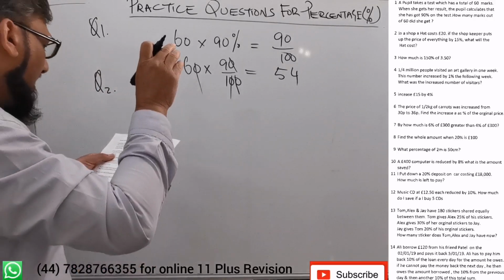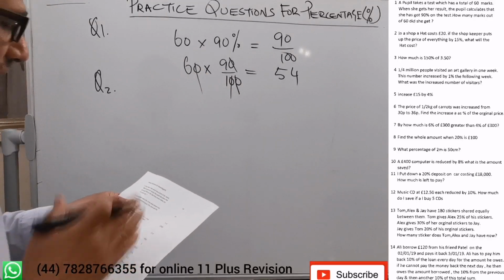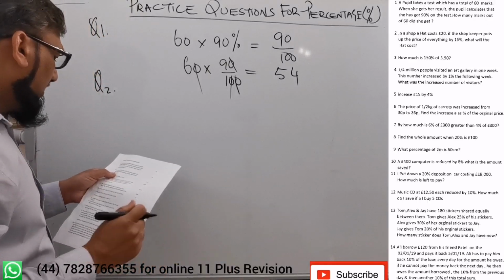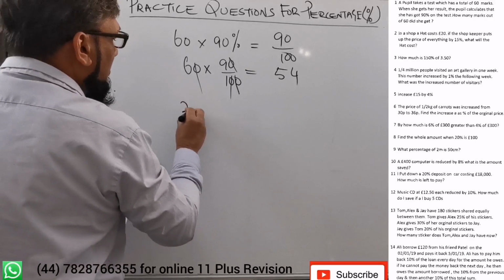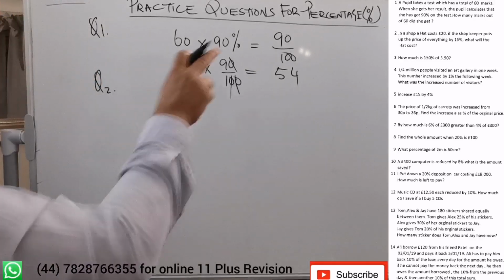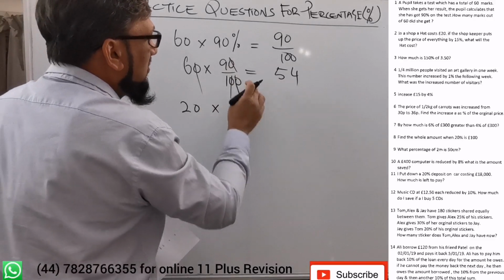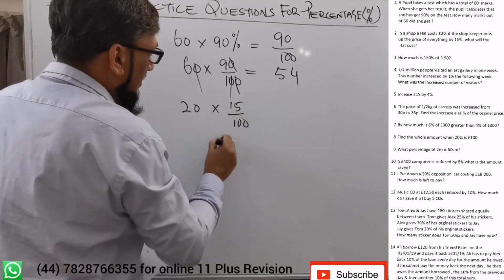So now move to question number 2. In a shop, a hat costs 20 pounds. If the shopkeeper puts up the price of everything by 15%, what will the hat cost? So the cost of a hat is 20 pounds and the price increased by 15%. So 15% means 15 over 100.